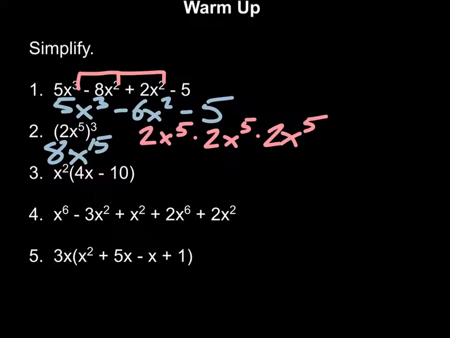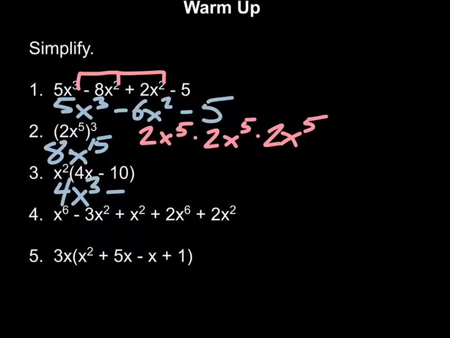Okay, on to number 3. We're now going to multiply that x squared into both terms. We are distributing it to both terms. So x squared times 4x is going to give me 4, and then x squared times x is x cubed. Because remember, x is x to the power of 1. So I do the 2 plus the 1 to get that cubed.